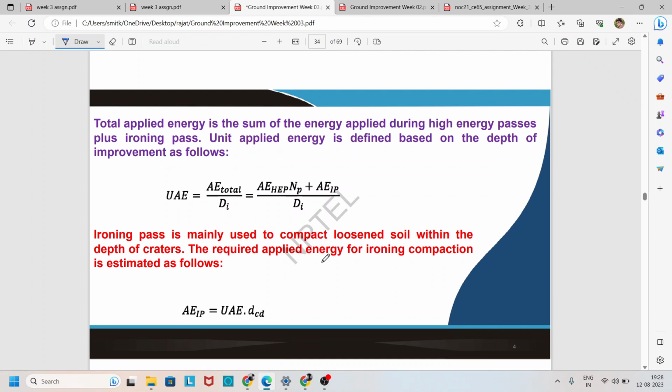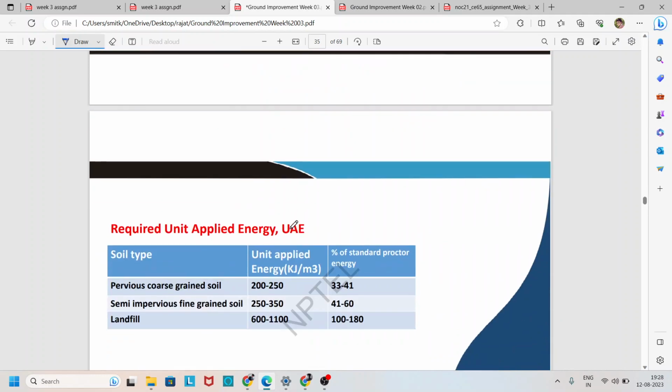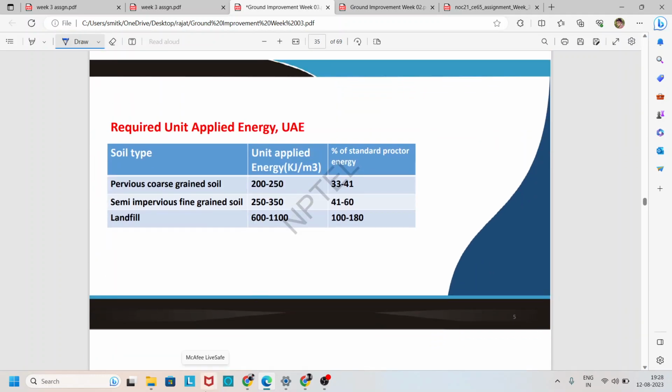The ionic pass is mainly used to compact the loosened soil within the depth of crater, and it is given by the formula: unit applied energy into depth of crater. So in the next slide, we see the unit applied energy. It is given differently for different geometry. First one is given for pervious coarse grain soil. Second one is given for semi-pervious fine grain soil, and third one is for landfill.